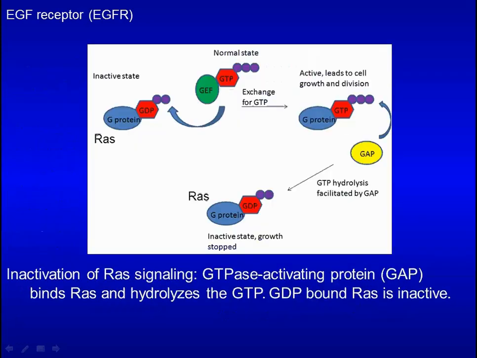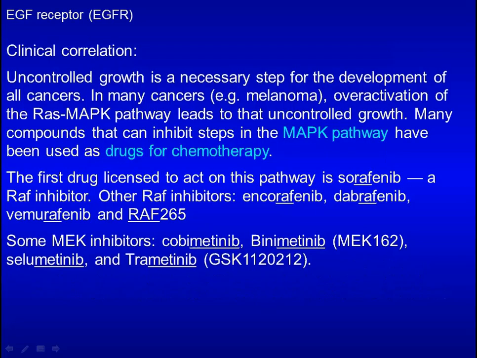To inactivate the RAS signaling, GTPase activating protein GAP binds the RAS and hydrolyzes the GTP. The GDP-bound RAS is inactive. In many cancers, such as melanoma, overactivation of the RAS-MAP kinase pathway is responsible for uncontrolled growth. Therefore, many compounds that can inhibit steps in the MAP kinase pathway have been used as drugs for chemotherapy.